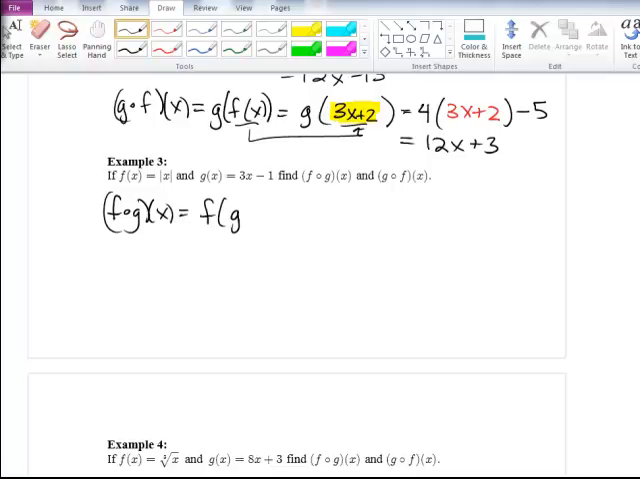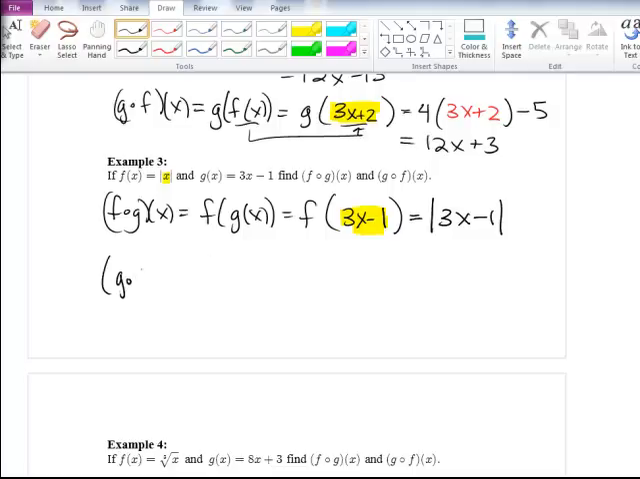F of g of x. So f on the outside, replace g of x with its rule, 3x minus 1. And now take this expression as the input for f. So f, the pattern says take the absolute value of the input. So this would just be absolute value of this whole group.